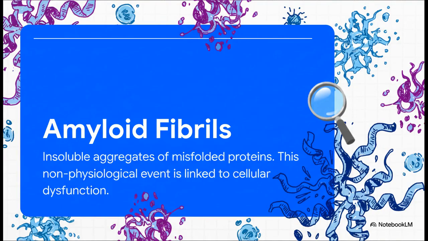The protein is essentially broken, and worse, it can start clumping together with other broken proteins. And when these misfolded proteins start clumping up, they can form these really dangerous things called amyloid fibrils. These are sticky, insoluble clumps that build up in our tissues, gum up the works of our cells, and are at the very heart of many devastating diseases.